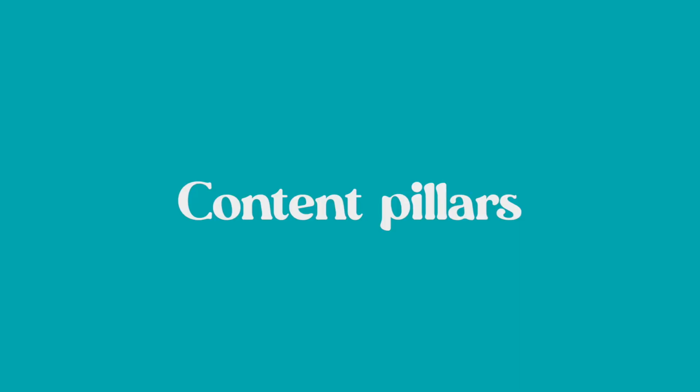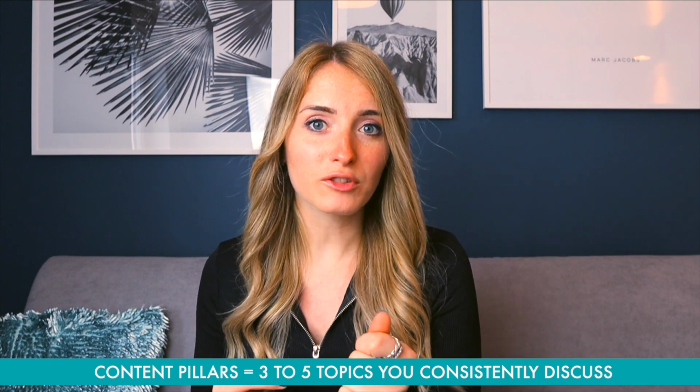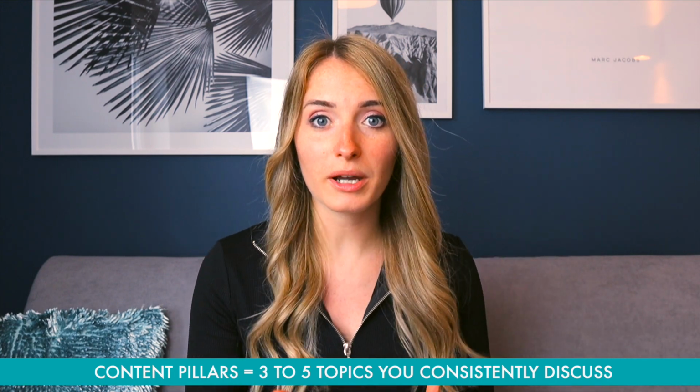So first things first, content pillars. Before you're gonna even start thinking of batching your content, you really need to identify content pillars. So what are content pillars? Content pillars are basically gonna be 3 to 5 topics that you're continuously gonna talk about on your Instagram. Make sure that these pillars are in line with your brand and are also topics that you know your ideal client or your target audience will be interested in.